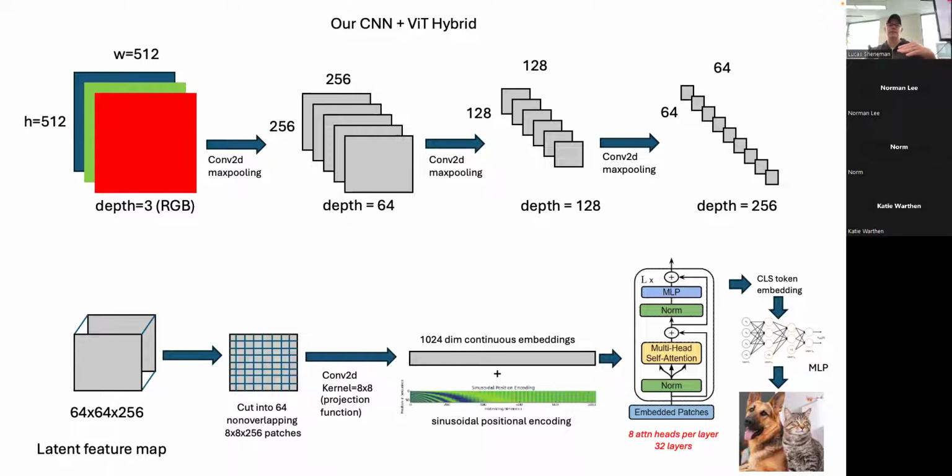And then I apply my sinusoidal positional encodings, just add those together, and run those through my transformer encoder. I use 8 attention heads per layer and 32 layers. We get our CLS token embedding as an output from that, run that through a simple neural network, and the final layer of that neural network has 2 nodes. One represents cat and one represents dog, and we just pick which one.